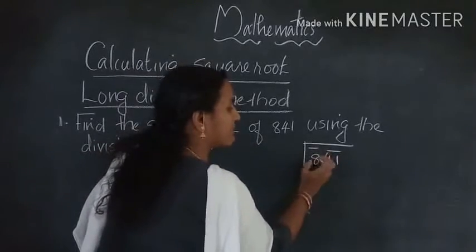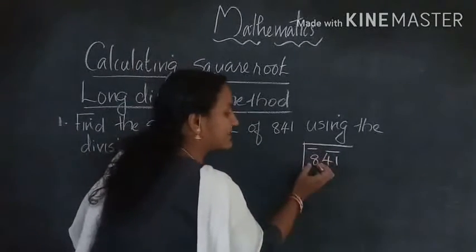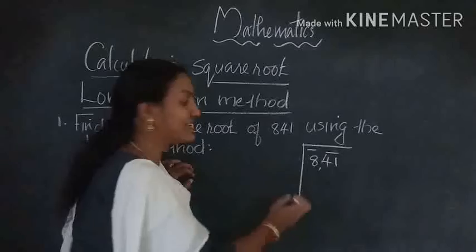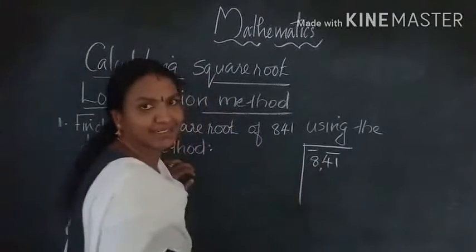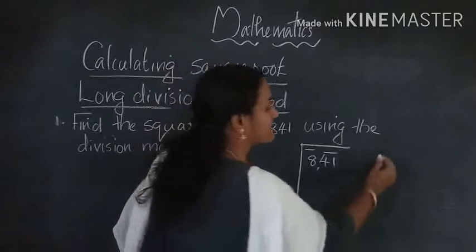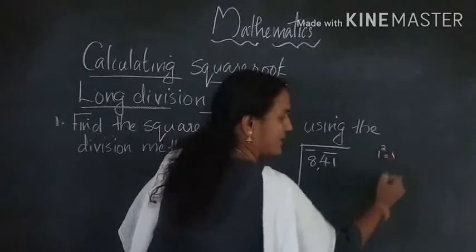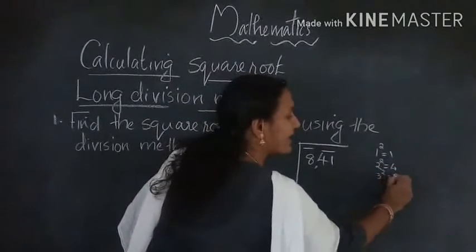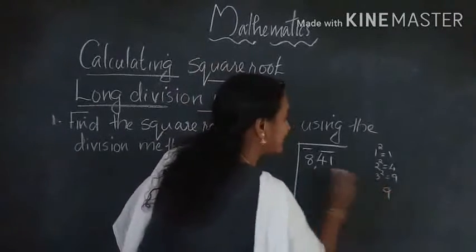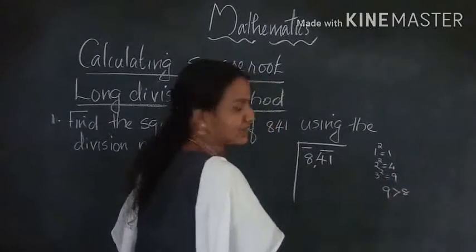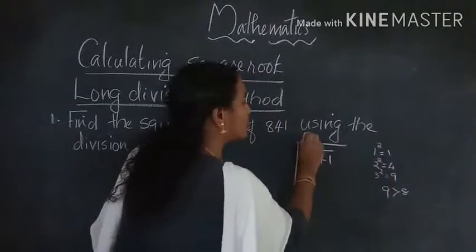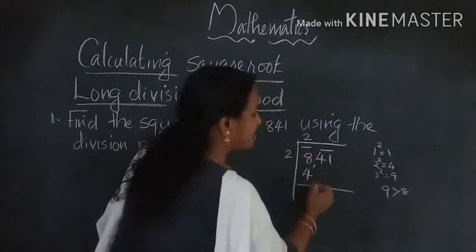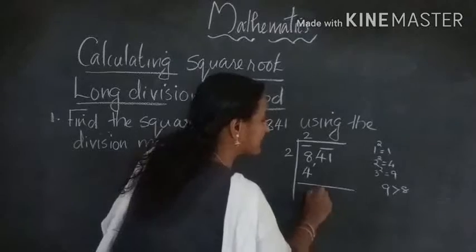First we take the first group, 8. Think of the nearest perfect square which is less than or equal to 8. We already studied the square numbers. 1 square is 1, 2 square is 4 and 3 square is 9. Here 9 is greater than 8. So we take 2 square, which is 4. 2 2s are 4. Subtracting 4 from 8, the balance is 4.